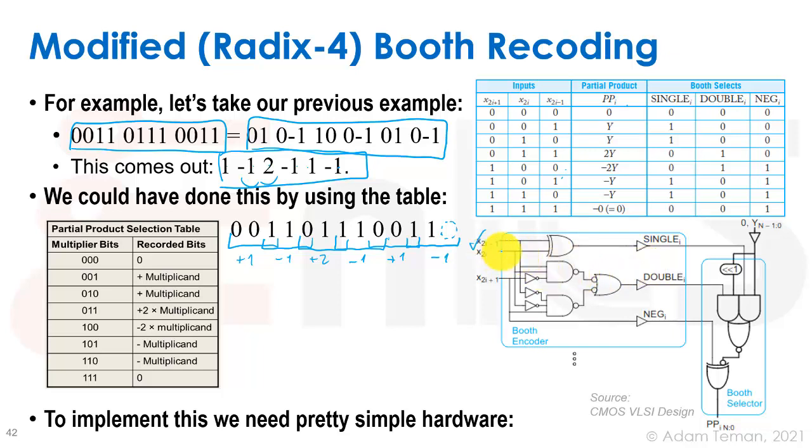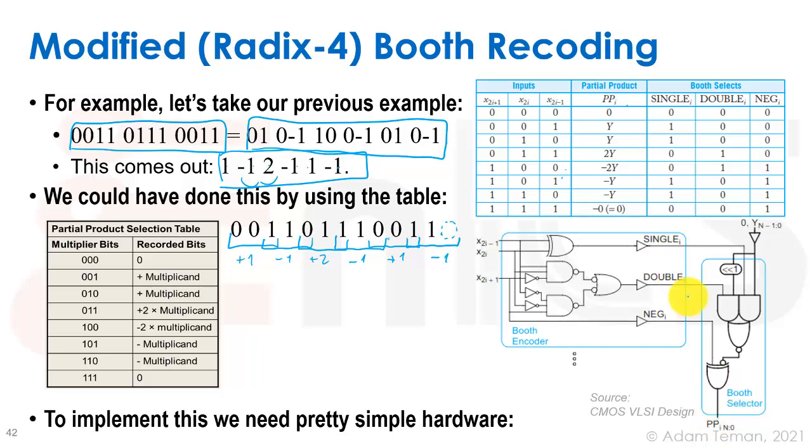And these gates take 3 bits, one previous, one after, and the initial bit, put them in some logic that decides single, double, or negate, and put that into some other logic, and that puts out the partial product that we need to have in that particular area here.